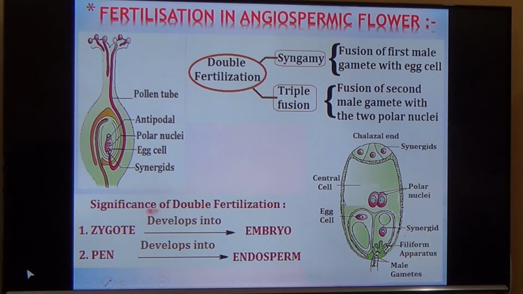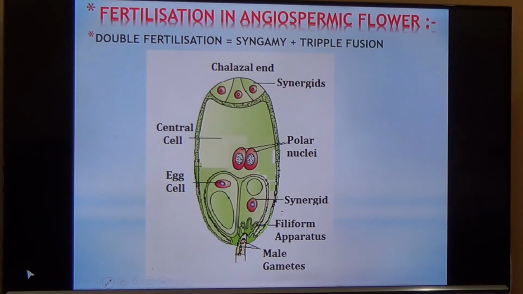The significance of double fertilization is that the zygote develops into embryo, which is a diploid structure. We call it 2N. And the second important function of double fertilization is formation of PEN, primary endosperm nucleus. It is a triploid structure. The number of chromosomes is 3N and it develops into a triploid structure, endosperm. It is a nutritive tissue which will nourish the developing embryo. So in this way we could discuss the double fertilization and the triple fusion.